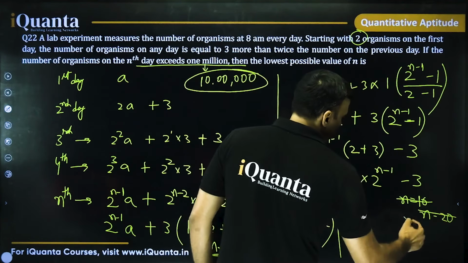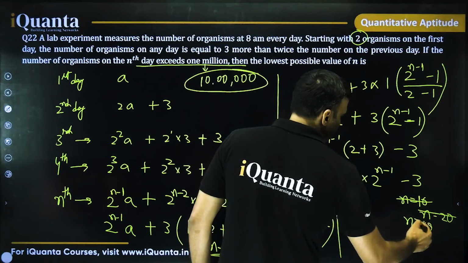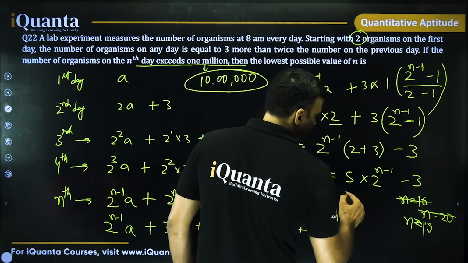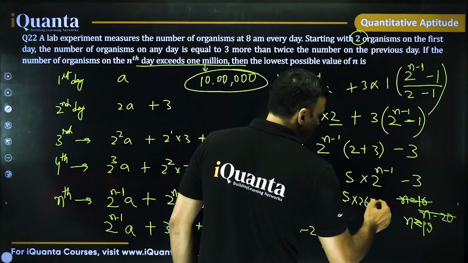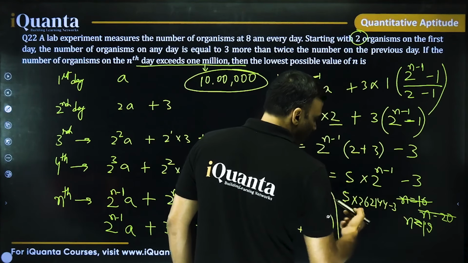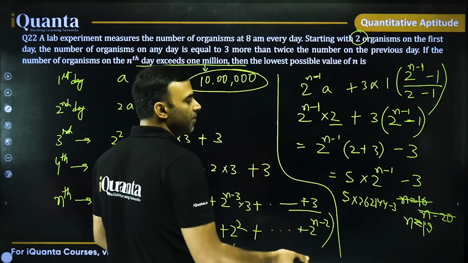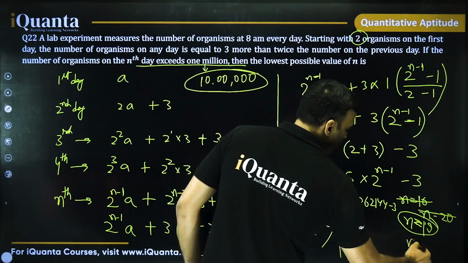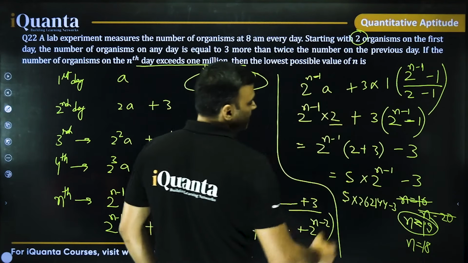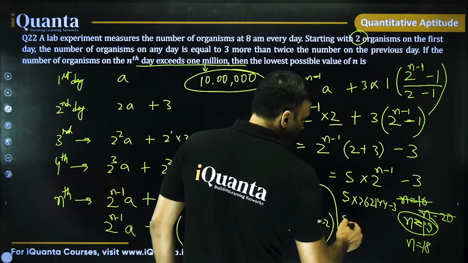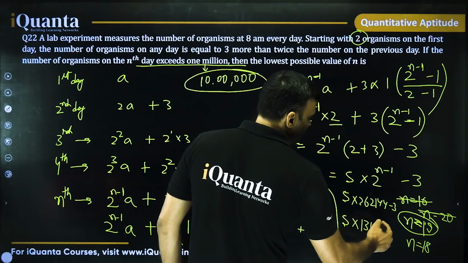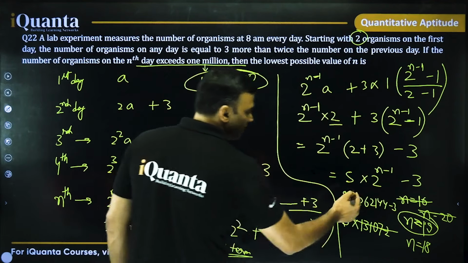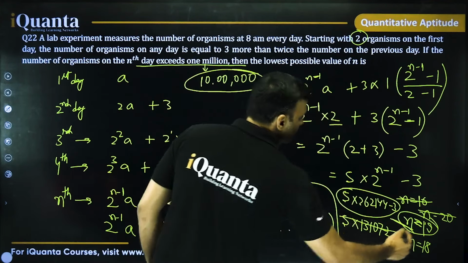So we need lesser. If I put n equal to 19, this will become 2 to the power 18. 2 to the power 18 is, just calculate carefully, 262144. So 5 into 262144. Minus 3 is not important. So 2,62,000 into 5 will definitely be more than 10 lakh. So 19 is definite. 20 was too high. So if I check n equal to 18, it will be 2 to the power 17. 2 to the power 17 is 131072. So 5 into 131072, that is 1,31,000 into 5, will not cross 10 lakh. So this is the situation, and that is n equal to 19.